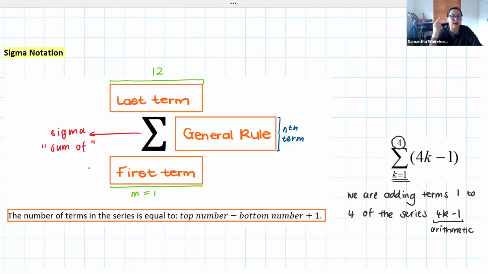So that is what a sigma situation means to us. Which terms am I adding? What type of series am I working with? Now, it's really easy to work with this if we start from the first term and we go to the fourth term, because then we know we're adding 4 terms. Term 1, term 2, term 3, term 4.